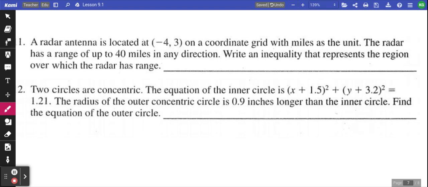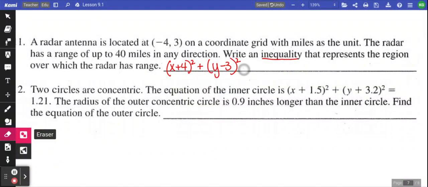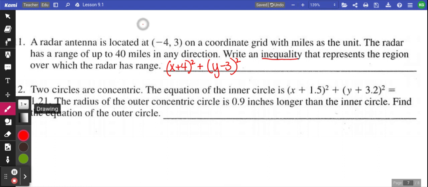A radar antenna is located at -4, 3 on a coordinate grid with miles as the unit. The radar has a range of up to 40 miles in any direction. Write an inequality that represents the region over which the radar has range. So I'll start with the center. X minus -4 becomes x plus 4. And y minus 3 equals, and I just wrote equals after I underlined. This one's an inequality. Now, if I think about a radar antenna and how it can reach up to 40 miles, it's going to be everything within that 40 miles. So I'm going to set it less than or equal to 40 squared, which is 1,600.